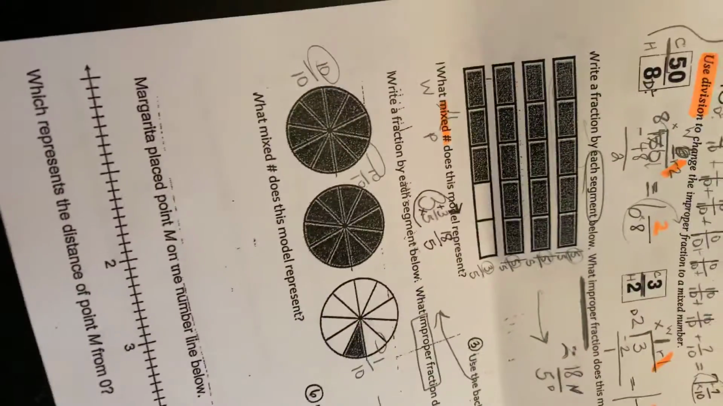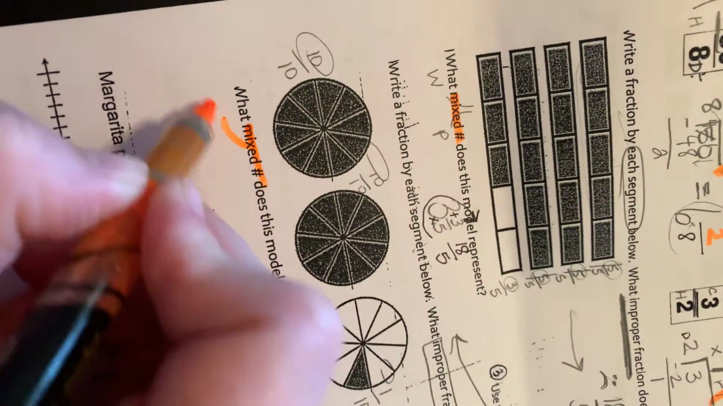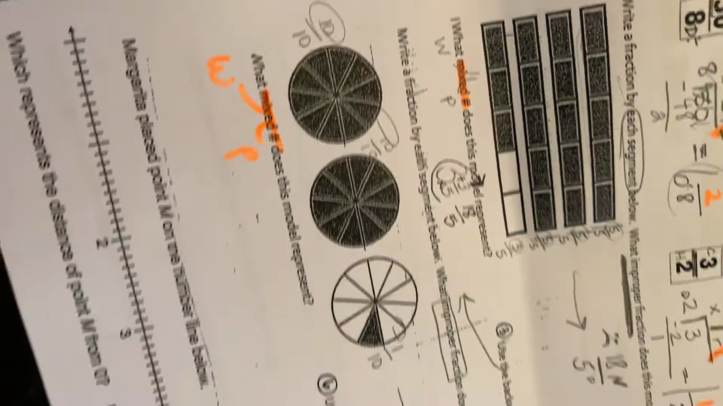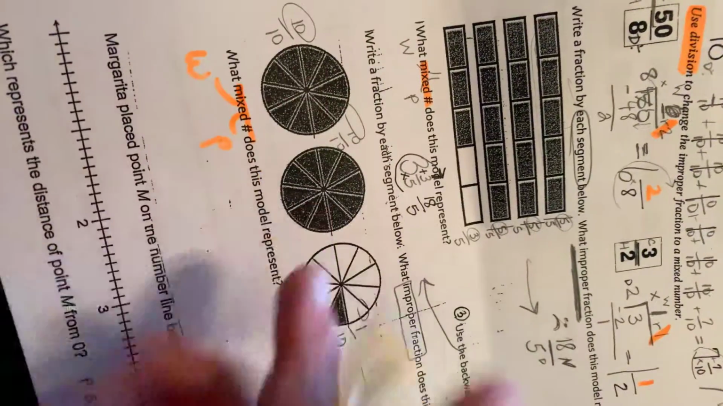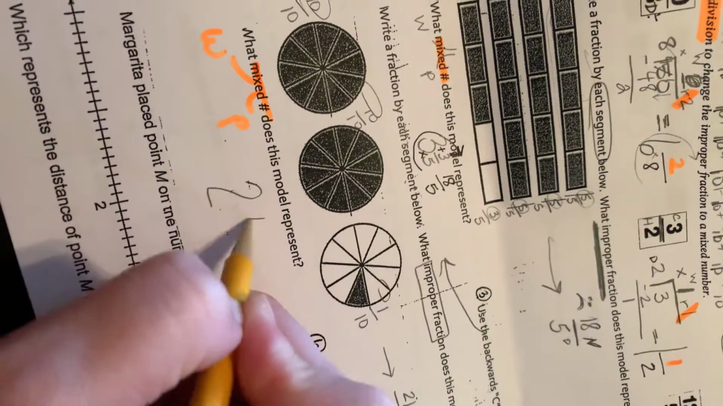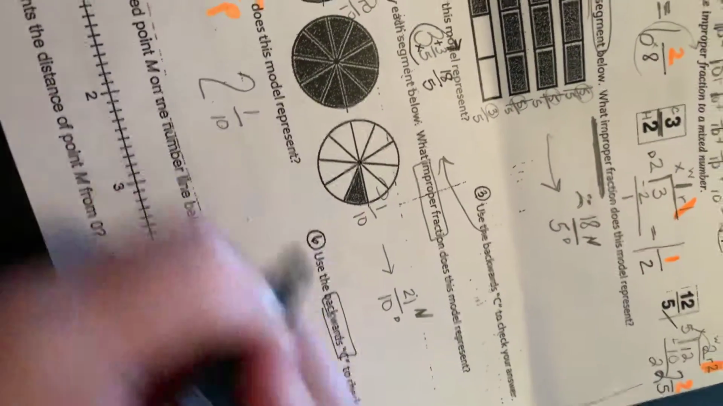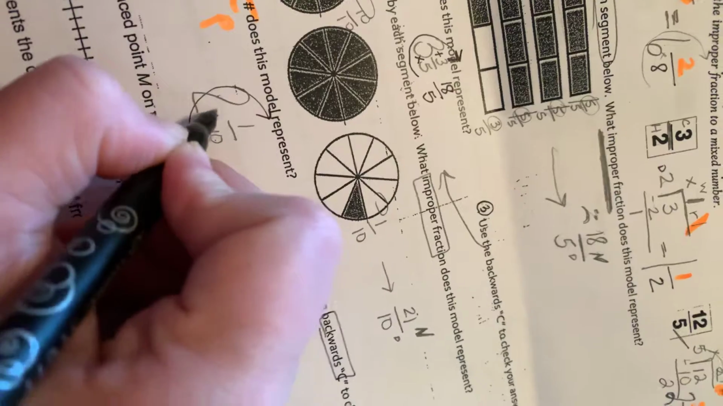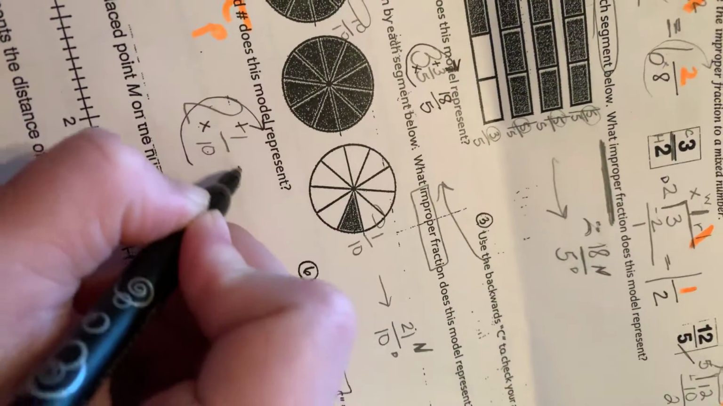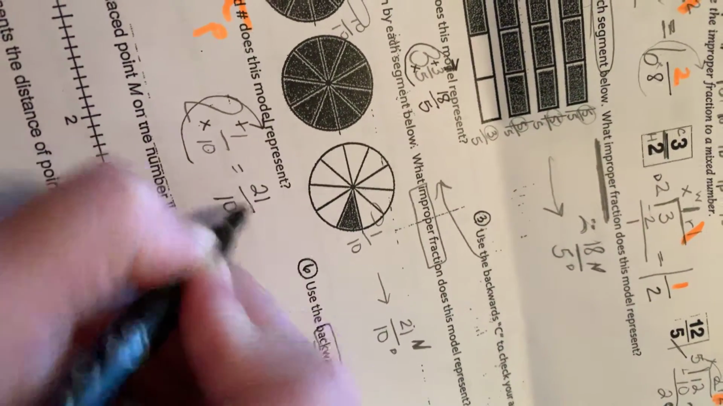All right, if I want a mixture, I'm mixing a whole and a part. How many of those circles are whole circles? 2, and then what? 1/10. If I use the backward C, 2 groups of 10 is 20 plus an extra 1, 21 tenths.